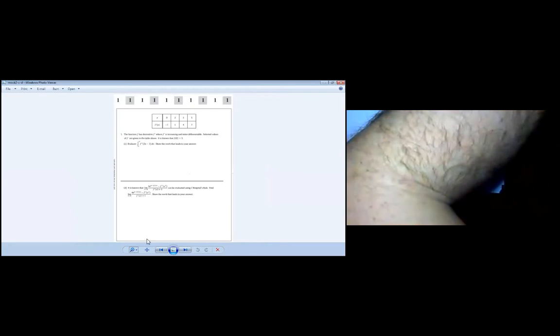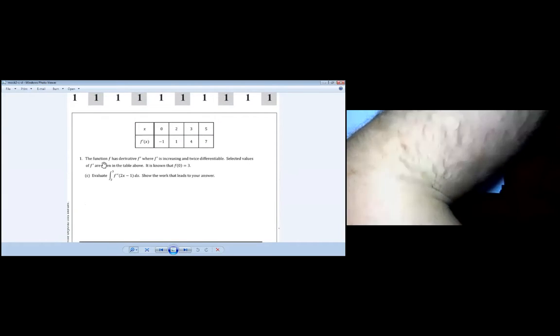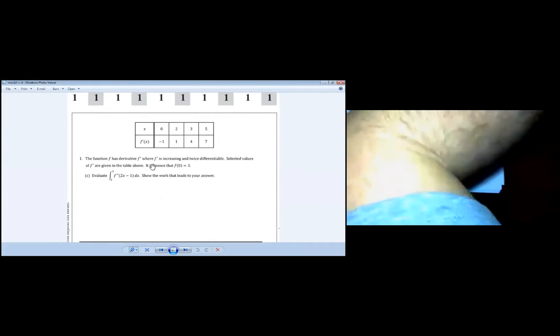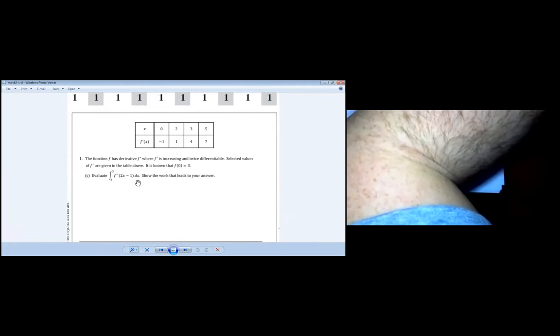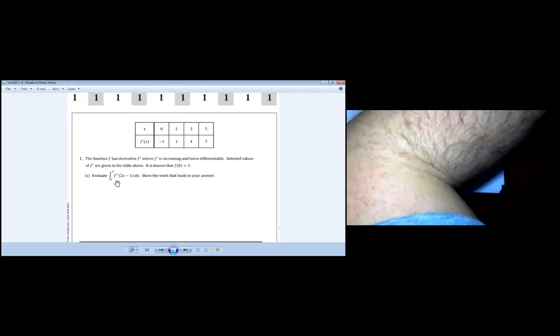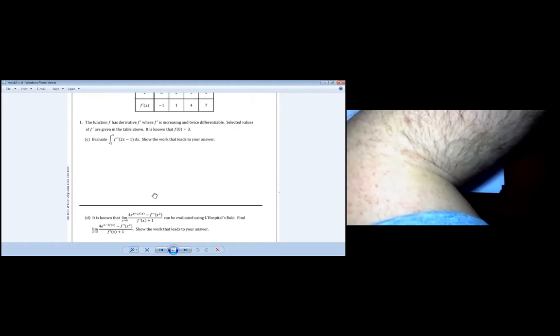All right, C, we've got the function f has the derivative. This is the same directions. Evaluate this, f double prime. Guys, that is u substitution. So do a u substitution and see what you come up with. If you integrate f double prime, you ought to be coming back to f prime, and then see what that does. But u substitution for C.